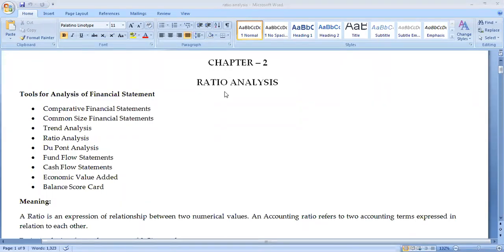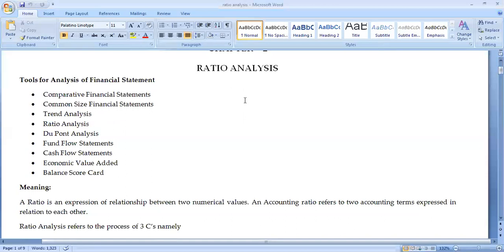Hello all. So today we will be discussing the ratio analysis chapter. So chapter number 5. Okay. So basically we have discussed in the classes the tools for analyzing the financial statement. So which are the tools that we have already discussed?